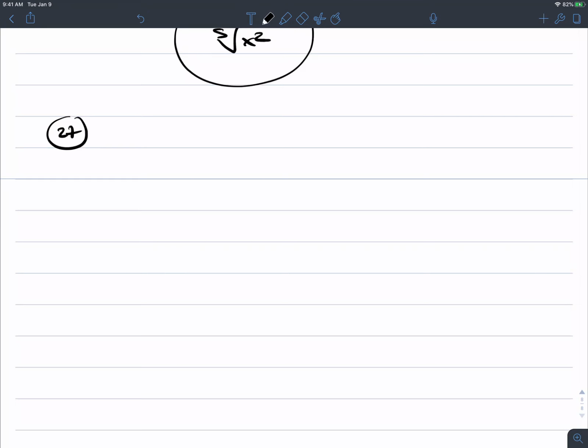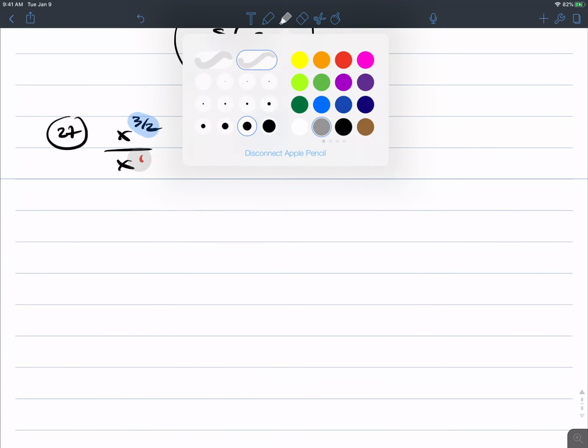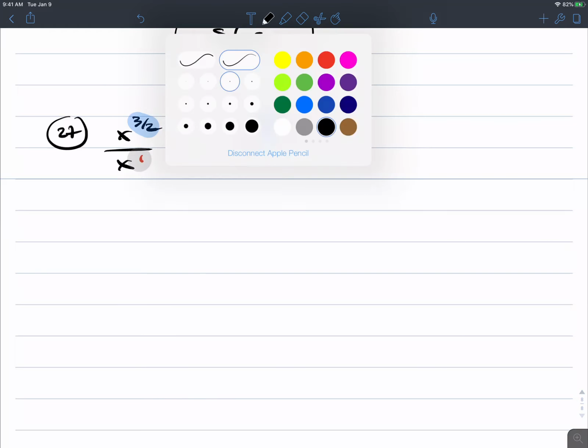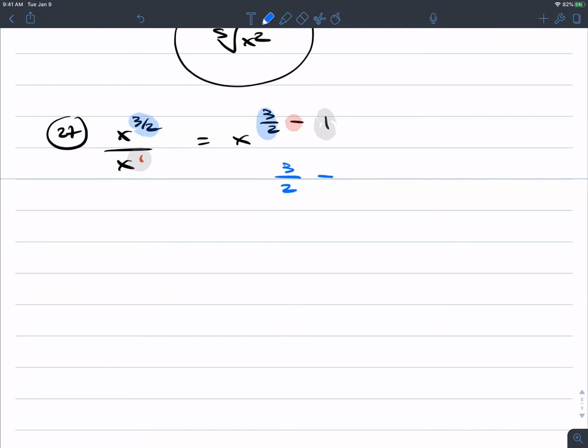Number 27 here. x to the 3/2 power over x. And if they just have x again, what did that mean about your power? One. Yep, that's 1. So same base, different powers. x to the 3/2 minus 1. Because, be careful here, 3/2 is your first power. 1 is that second power, which you're supposed to always subtract whenever you have the division of these exponentials. So the work here now is going to be 3/2 minus 1 over 1. That's your whole number. The LCM is 2, so I have to multiply the second fraction by 2.